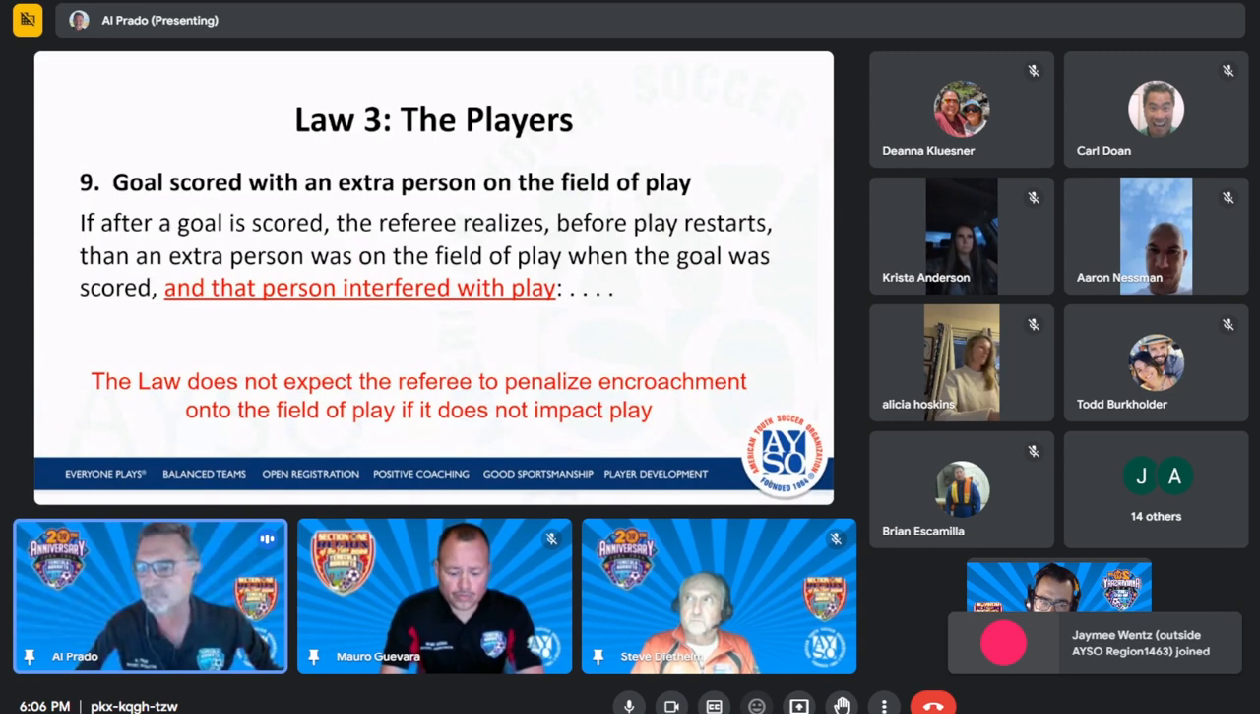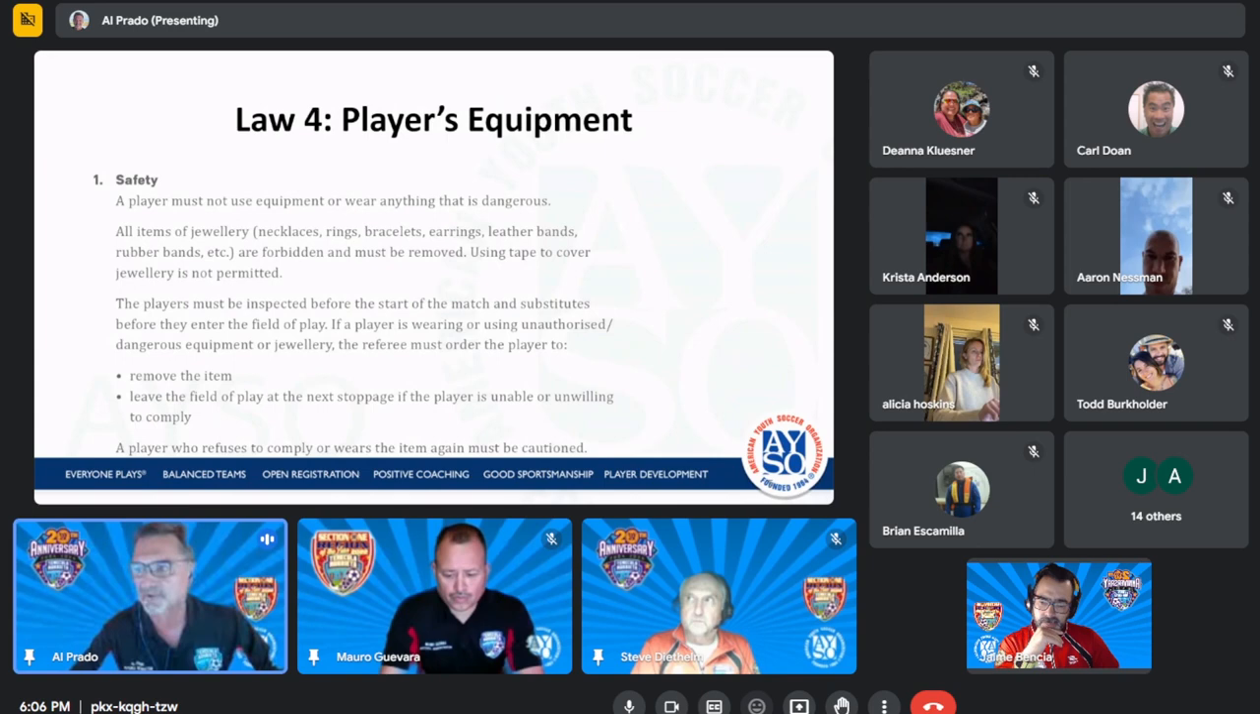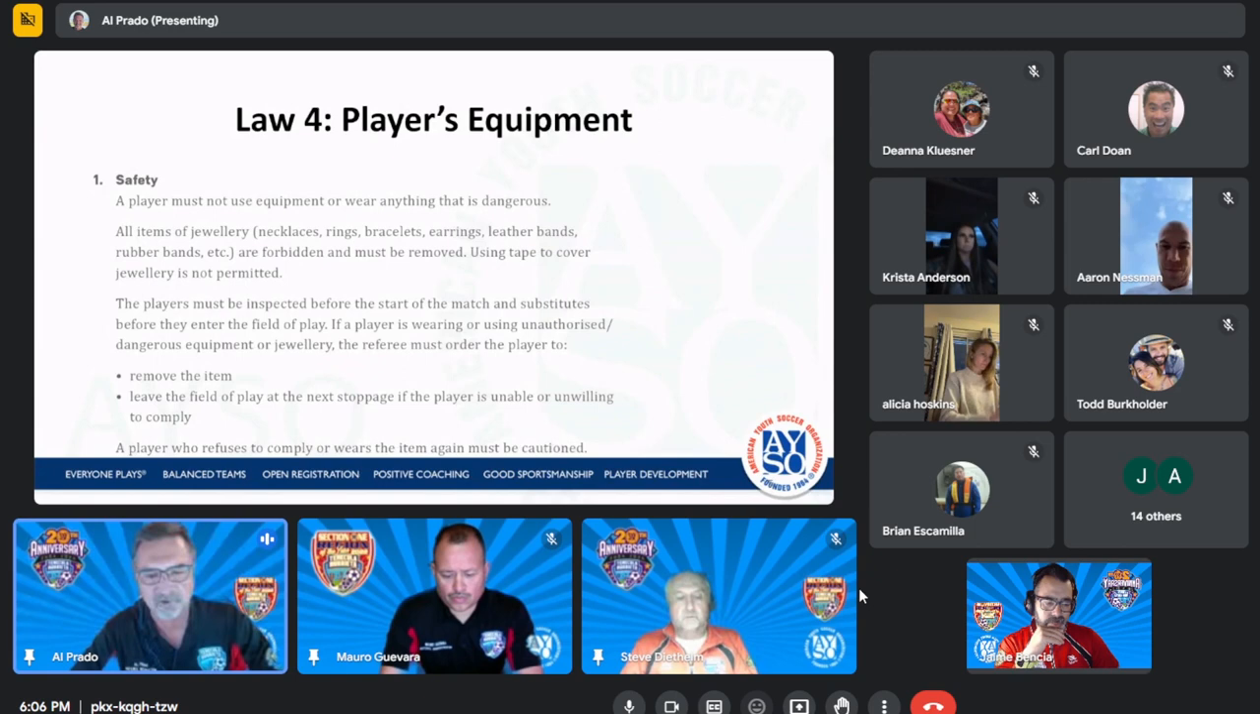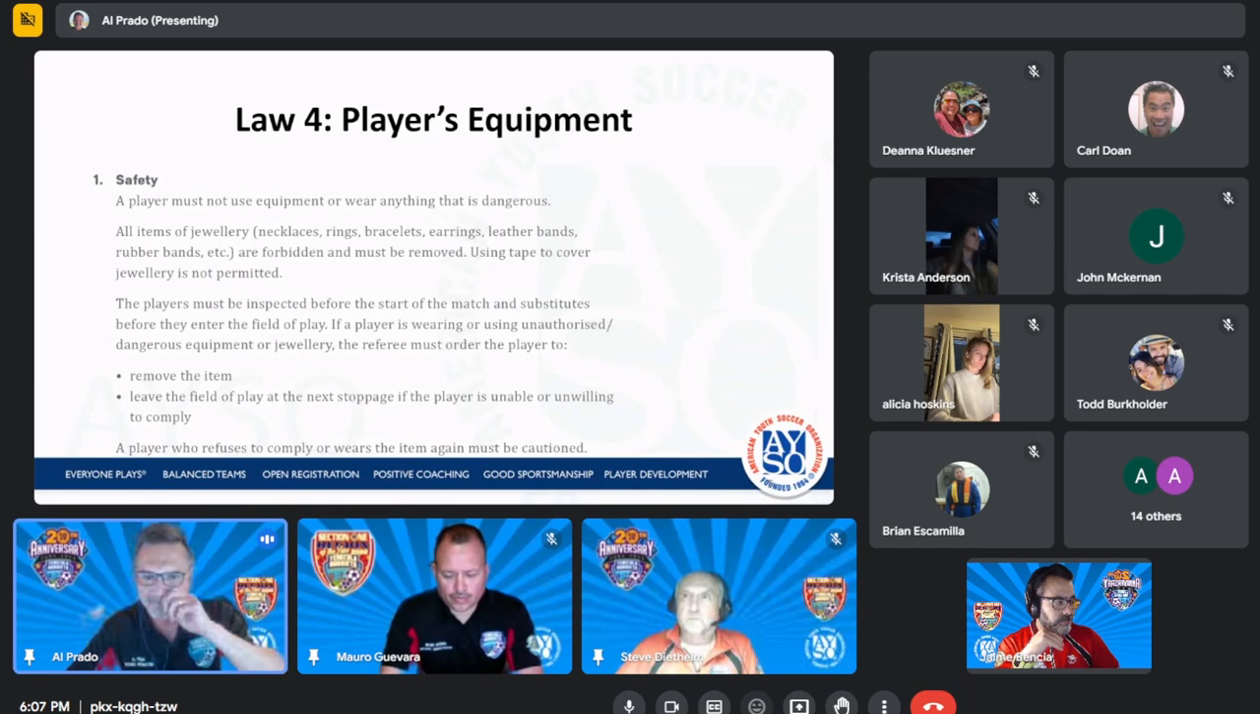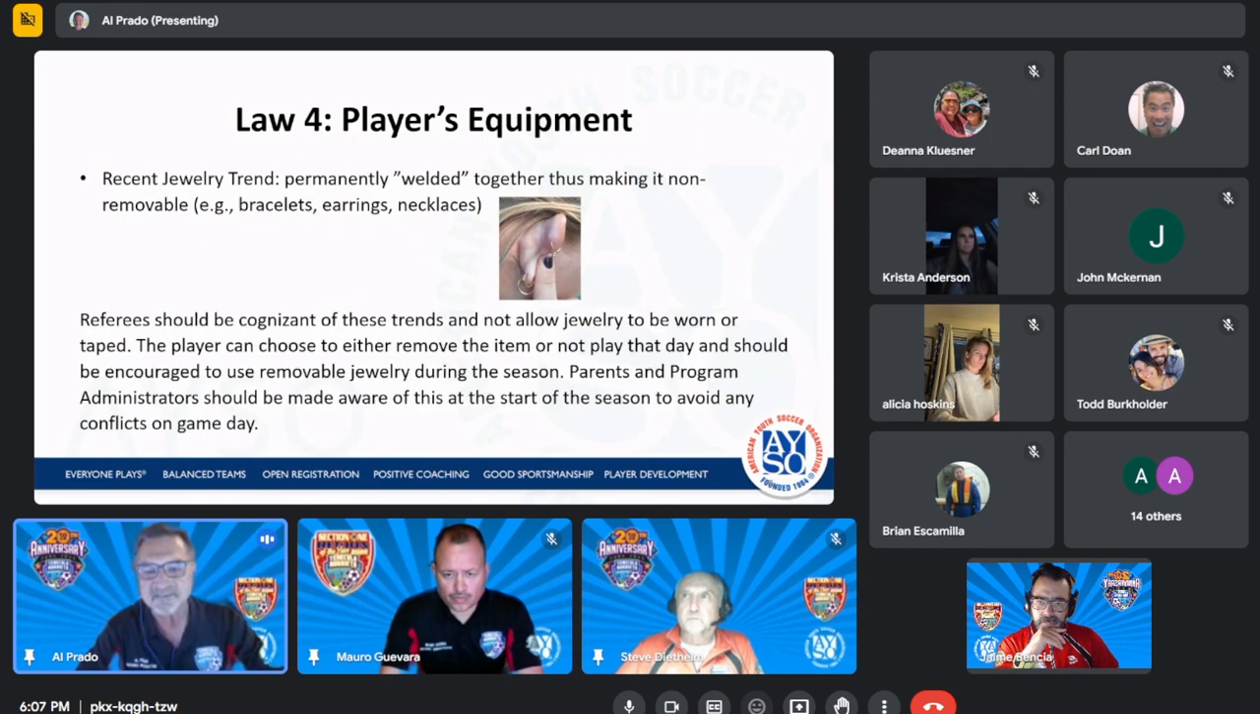Players' equipment. The big thing here is no earrings. Not even if they cover them with band-aids. There are no earrings at all, no jewelry at all. Primarily earrings and primarily girls, but it happens to boys as well. If you can see it and they want to play, they have to remove it. The latest thing coming up is welded jewelry. That's been a trend in different parts of the country and the world. If it's welded, they cannot play. So as coaches, pass it on to your players. I haven't seen a lot of it myself, but I know it's been a problem. So no jewelry, including welded jewelry.